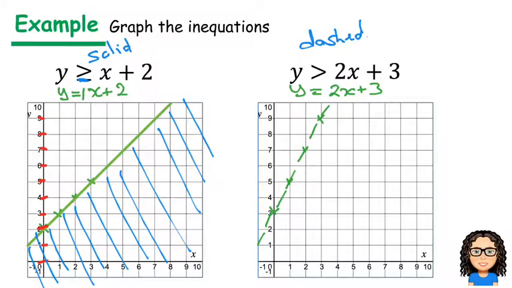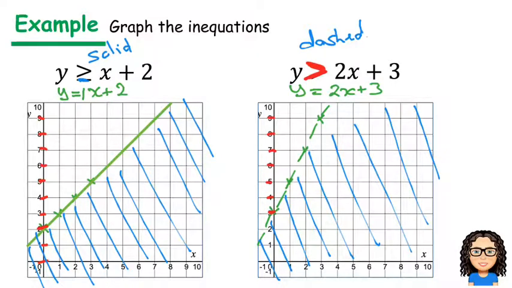Okay. Now I need to decide which side to shade in. So again, y is greater than. So there's our greater than sign. So we want the y values that are bigger. So think about 9, 8, 7, 6, 5, 4, 3. We get to our y-intercept and we want the values that are bigger. So I'm going to shade out all the values that are below that point. And there's our graph.